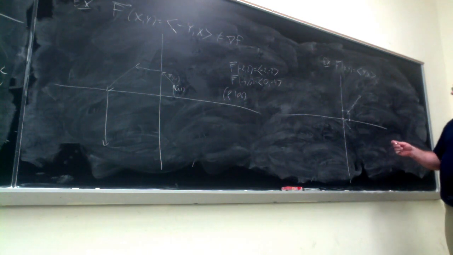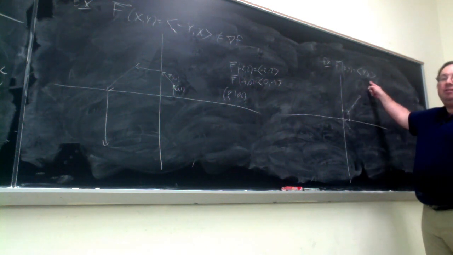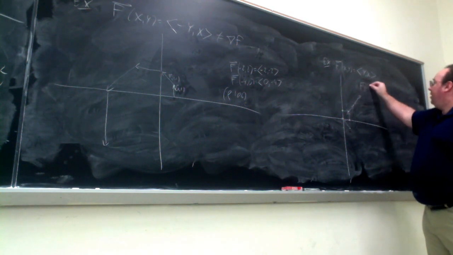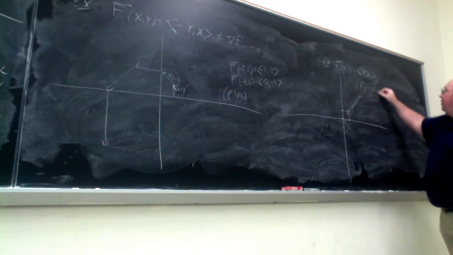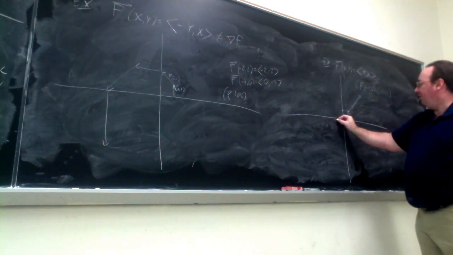So like if I were to do, for instance, x is minus 1 and y is 0, this calls for switching the components. So F of minus 1, 0 would be 0, minus 1. So from this point, minus 1, 0, I'll draw that vector.